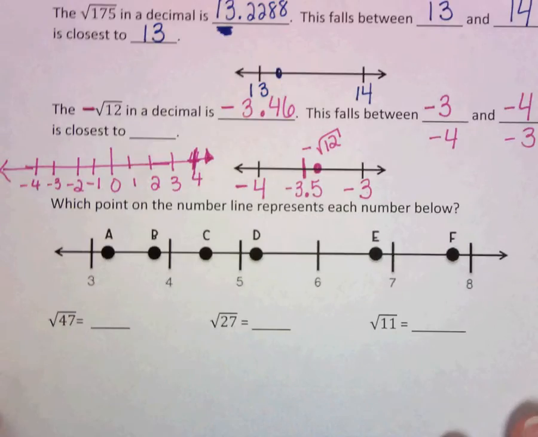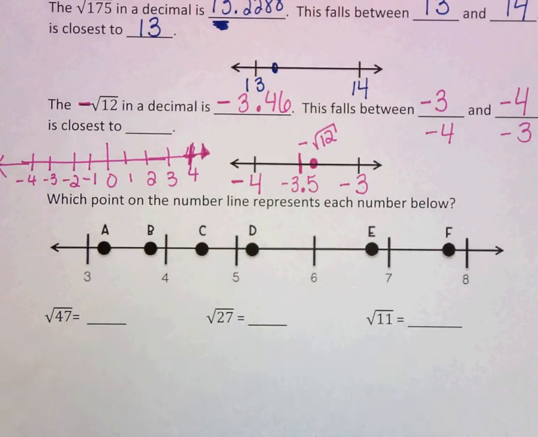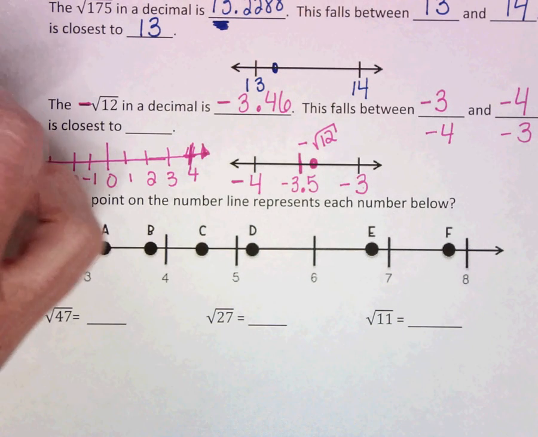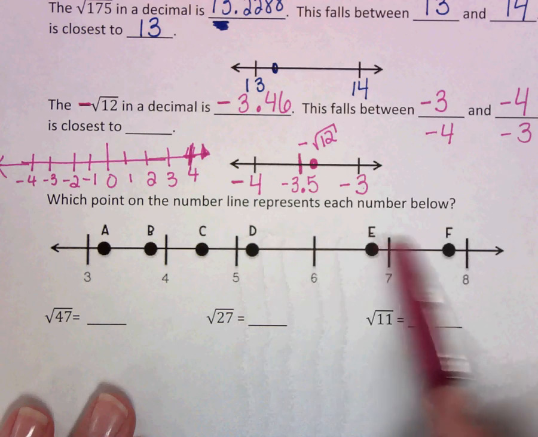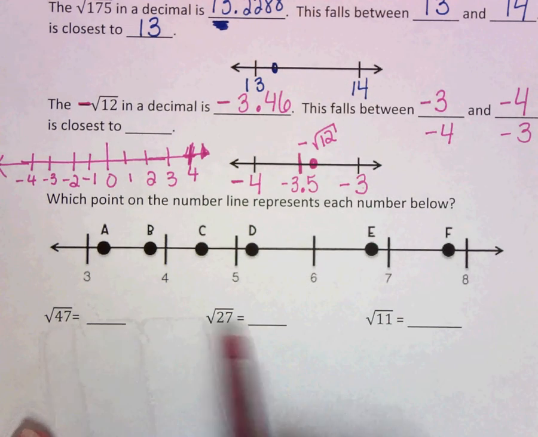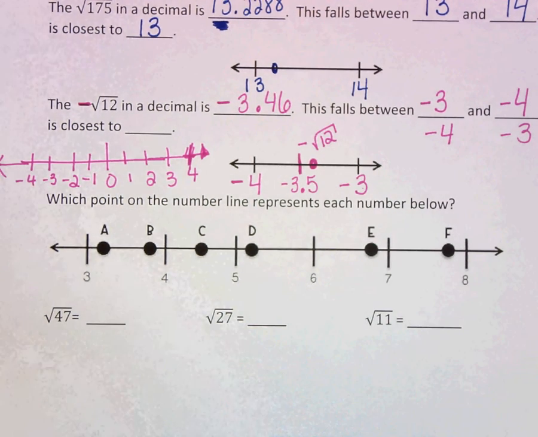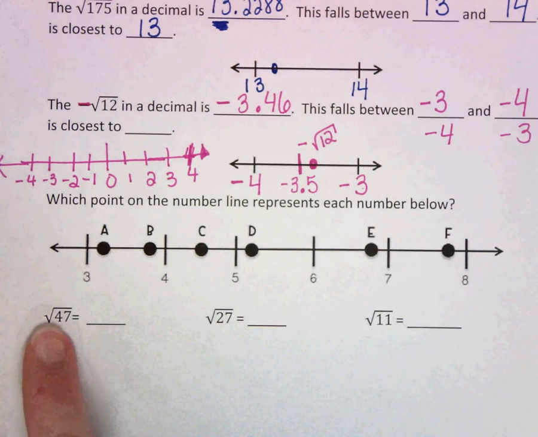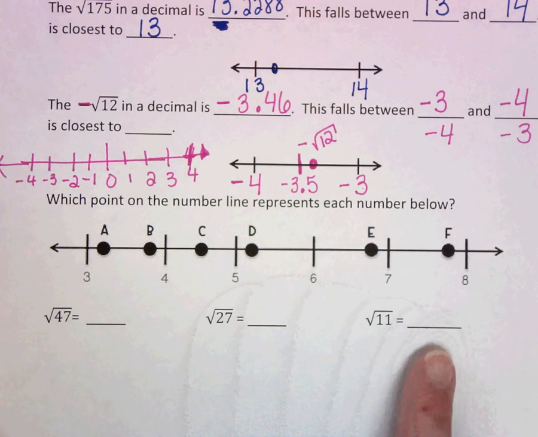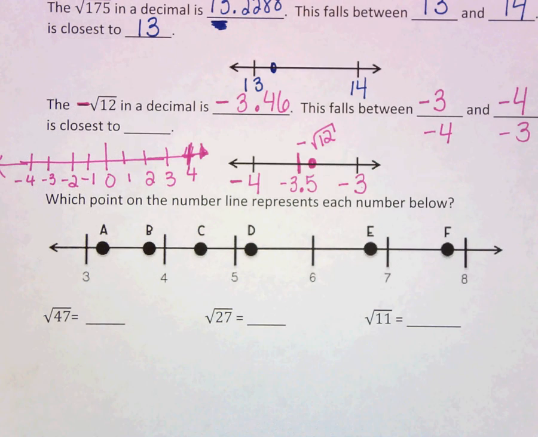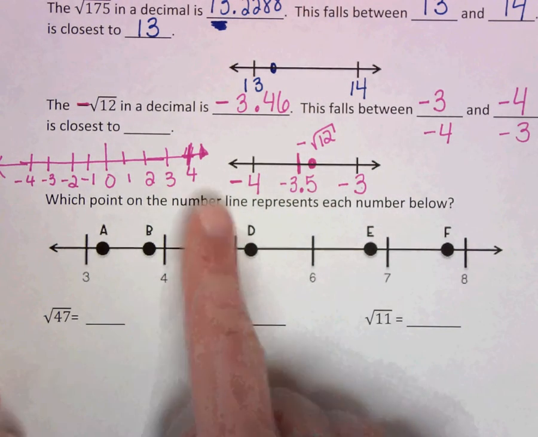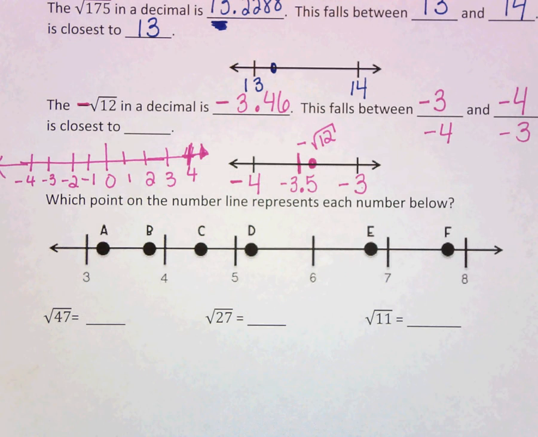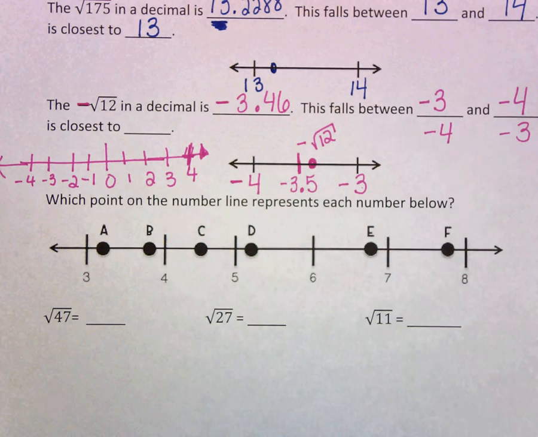Okay. So we're going to look at these examples now. It says, which point on the number line represents each number below? So we have lots of points, A, B, C, D, E, F. We have 3 different numbers. What I want you to do is stop your video, change each of these to a decimal, and see if you can match up which point they go with. Then when you're finished, turn it back on and check and see how you did.